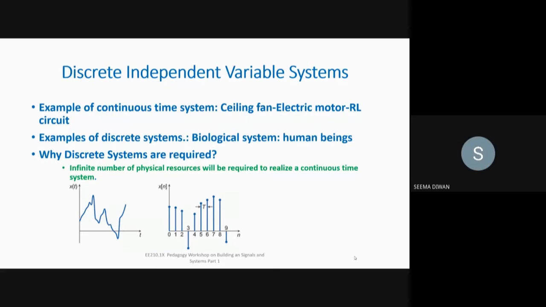It is a shift invariant system. It's a linear system. This system is modeled as an RL circuit. All the components are linear, and this is a linear system. So this is the example of a continuous time system. We will see now an example of a discrete time system, a biological system, a human being. Let us consider this example.